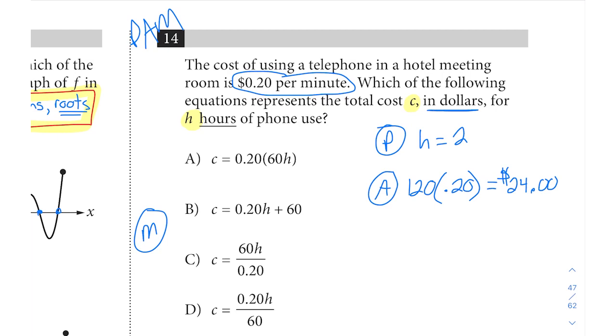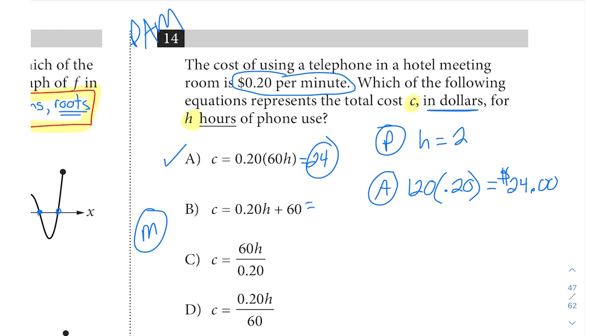Which one of these answer choices is going to give me 24 as my result when I go ahead and multiply this out? Well, for A, if I plug in a 2 for the hours, I do 0.20 times 60 times 2, and you can probably already tell that 0.20 times 120 is exactly what we did here. So that will give me 24 with my 2,400 and my 2 decimal places. So that matches. That looks good.